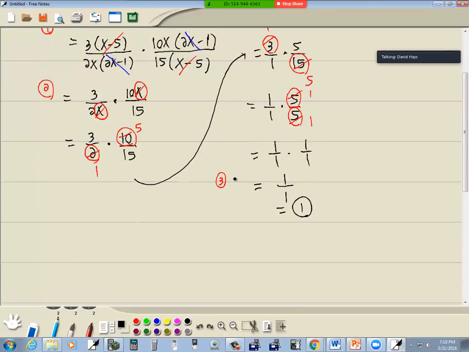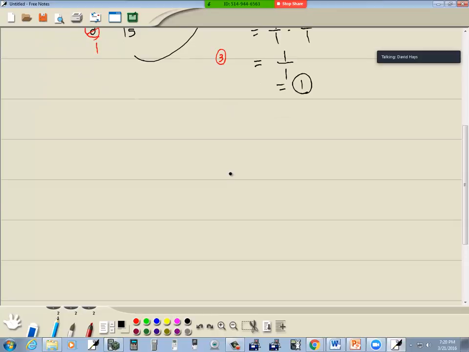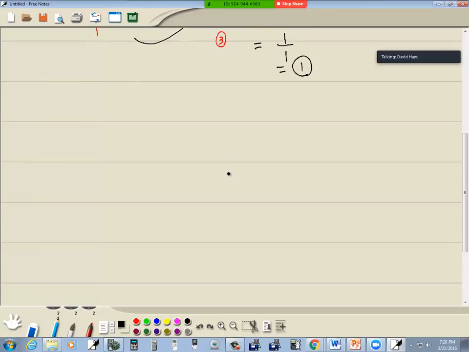Now let's look at one with a little bit harder factoring. This is number 9. We got x squared minus 3x plus 2 over x squared minus 8x plus 15 times x squared plus x minus 12 over 8 minus 2x minus x squared.